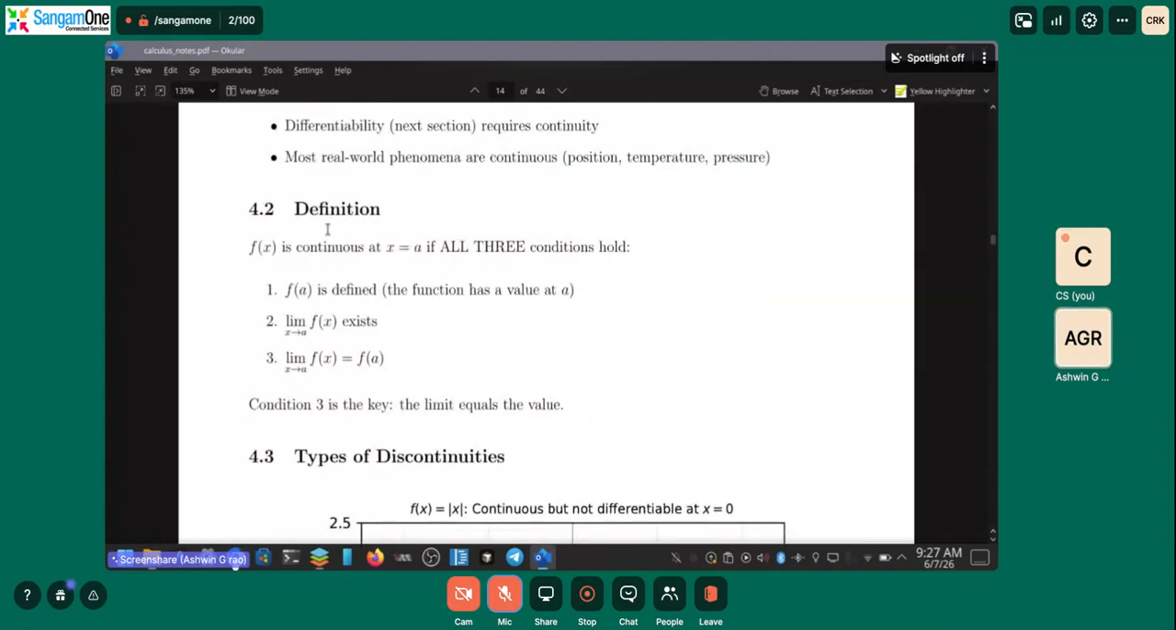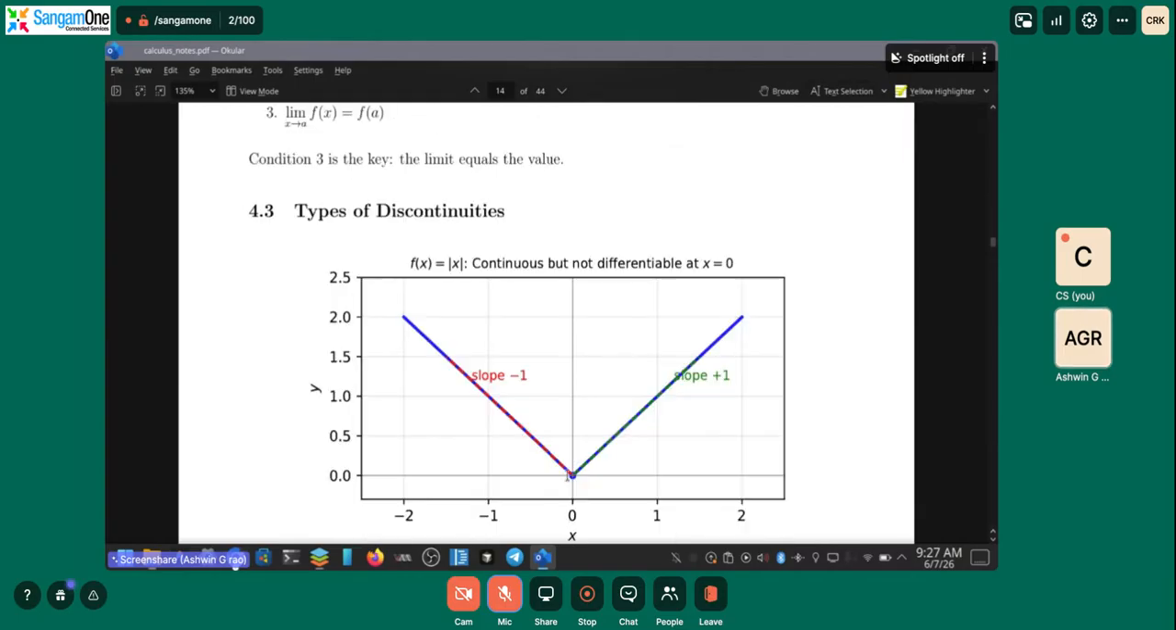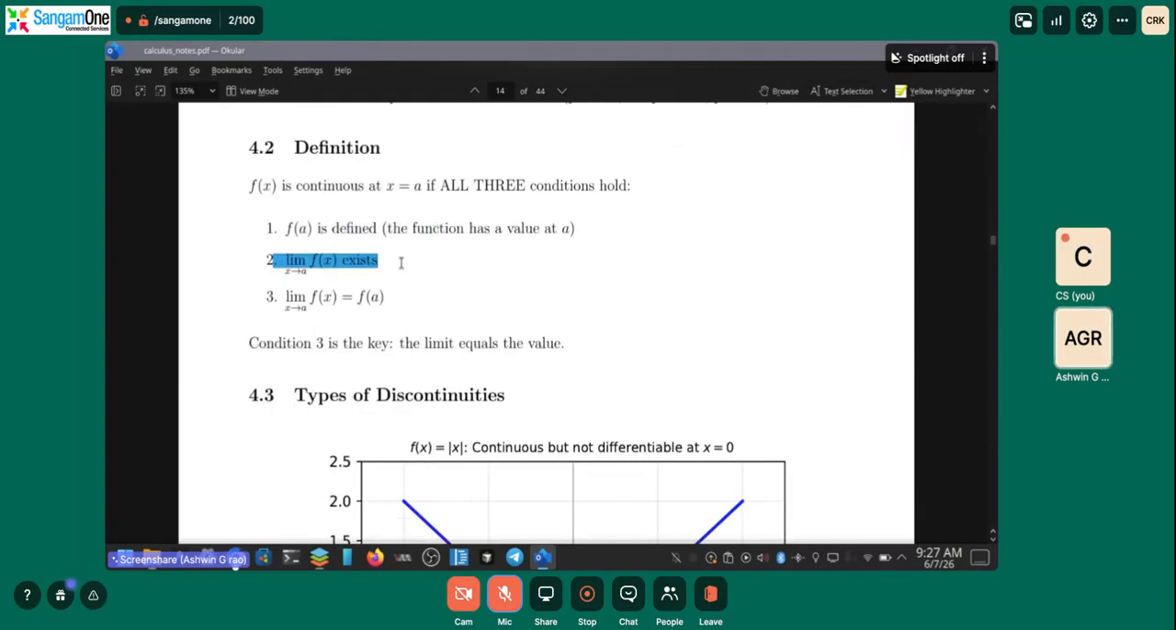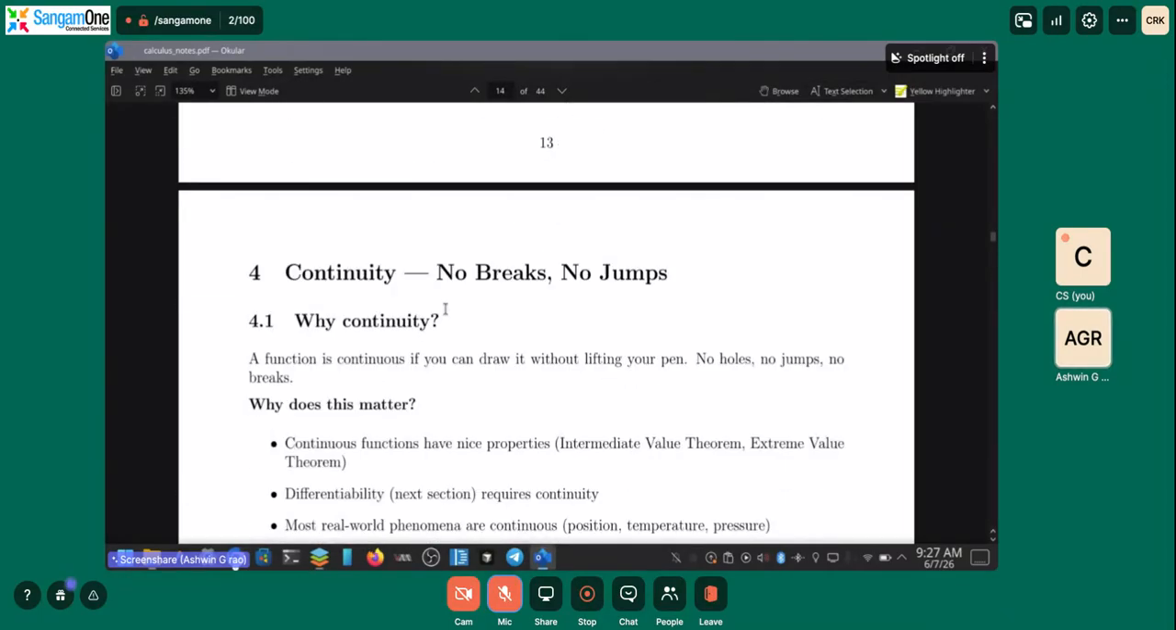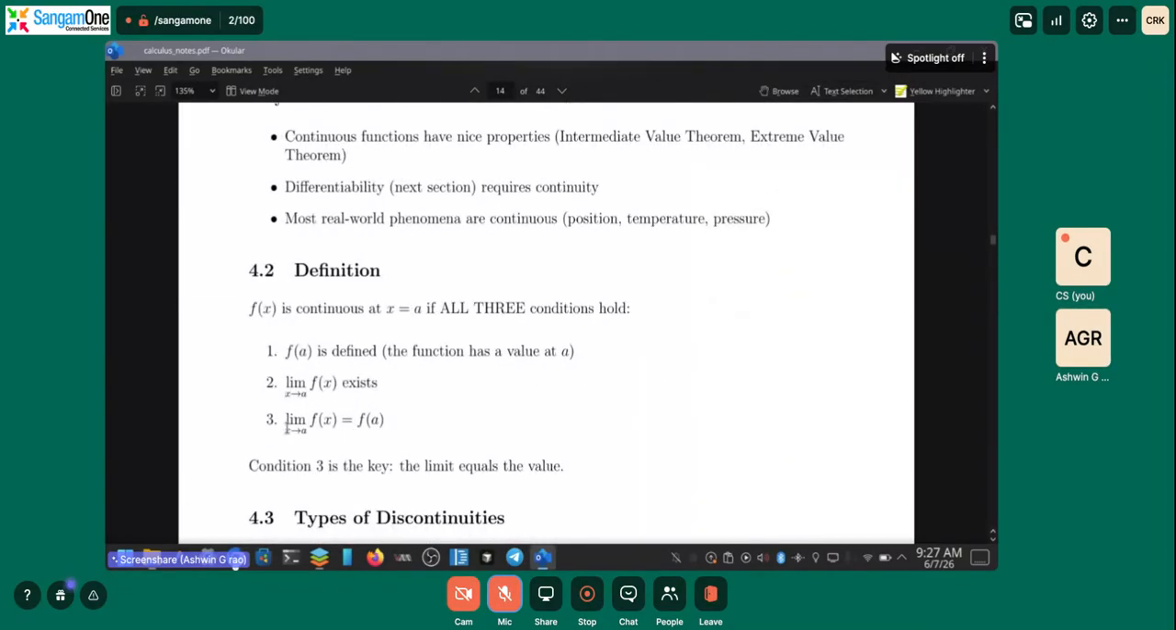So what is the definition? f of x is continuous at x equal to a if all three conditions hold. f of a is defined, the function has a value at a. The limit of f of x exists, where the left hand limit and right hand limit are equal. And the limit as x tends to a of f of x is equal to f of a. Condition 3 is the key. The limit equals the value.